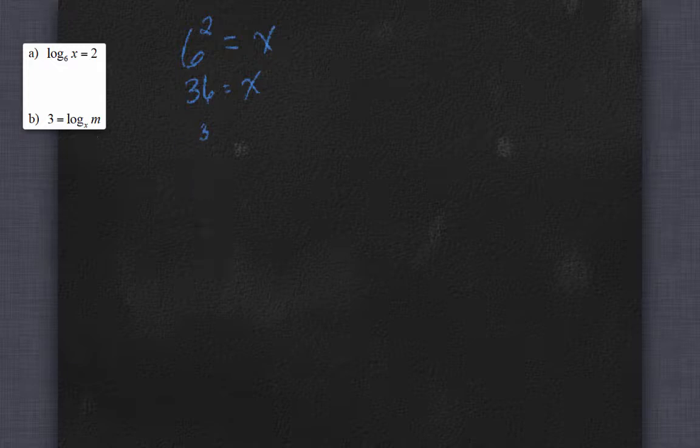log sub 6 of x is 2. So 2 is the exponent because the log is the exponent. 6 is the base. So base to the exponent equals the argument of the log. And that's done. For b, so 3 is the exponent because the log is the exponent. The base is x. And the argument is m. So we can't write this as a number because we have 2 variables, so we don't know, but this is writing this guy in exponential form.